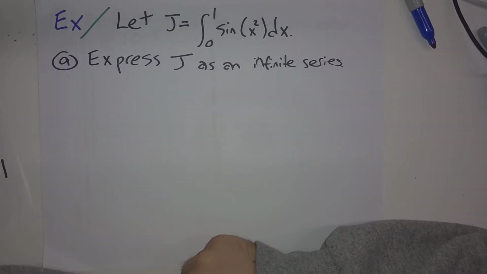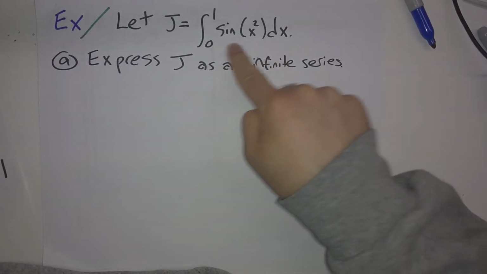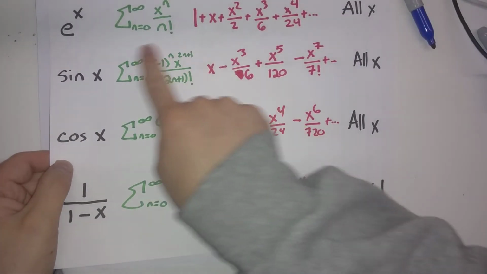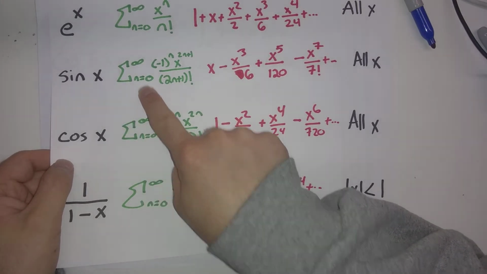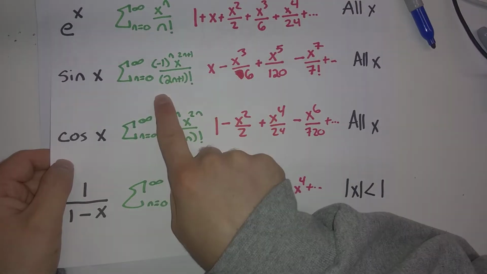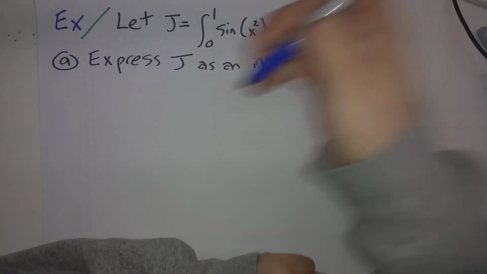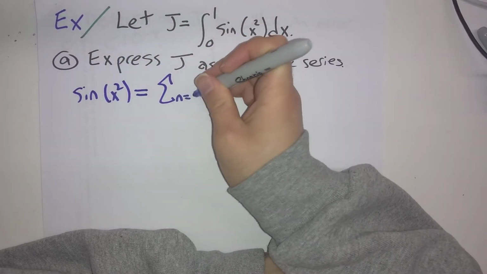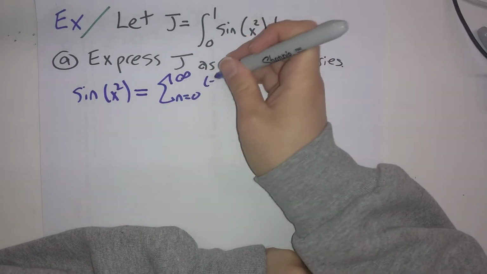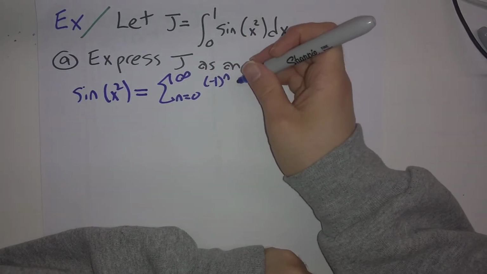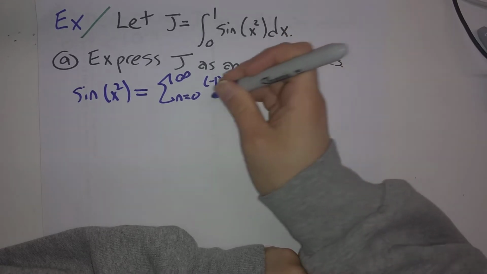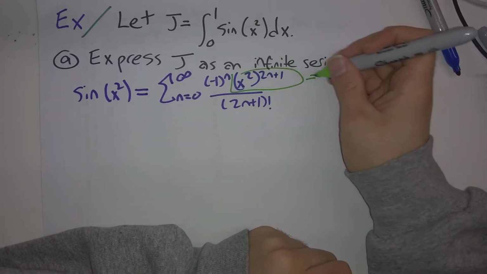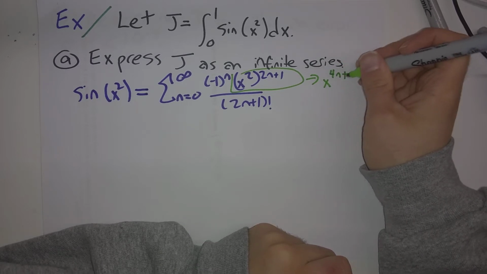So instead, let's write out an infinite series here. Let's replace sine of x squared. Let's figure out an infinite series for that. So sine of x is this expression right here, the sum from 0 to infinity, minus 1 to the n, x to the 2n plus 1, divided by 2n plus 1 factorial. So let's just replace everywhere we saw an x there with an x squared: sum from 0 to infinity of minus 1 to the n times x squared to the 2n plus 1 divided by 2n plus 1 factorial. So x squared to the 2n plus 1, and that's just going to be x to the 4n plus 2.